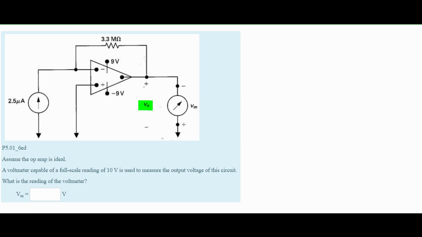When we look at this, we have our inverted terminal and our non-inverted terminal. We know that we have a current source right here, and our current is going to be flowing this way into here. We know that since the op-amp is ideal, no current will be flowing into our op-amp, so it'll have to go this way. We're going to get the voltage from this 3.3 mega ohm resistor.